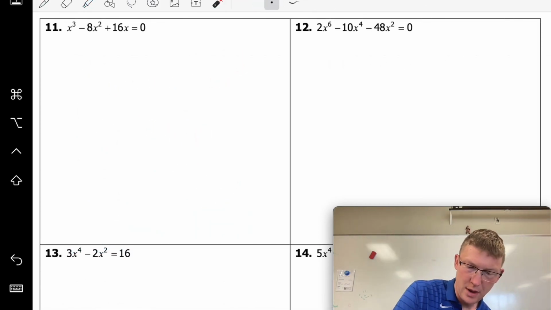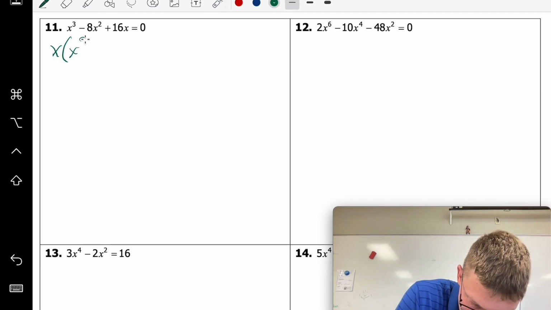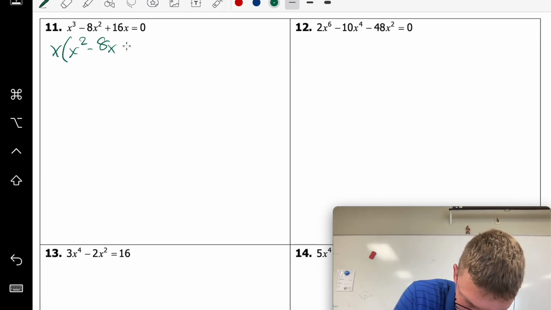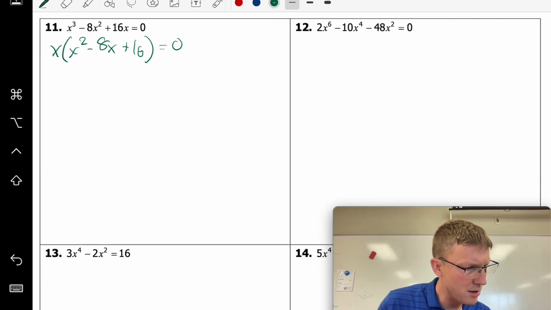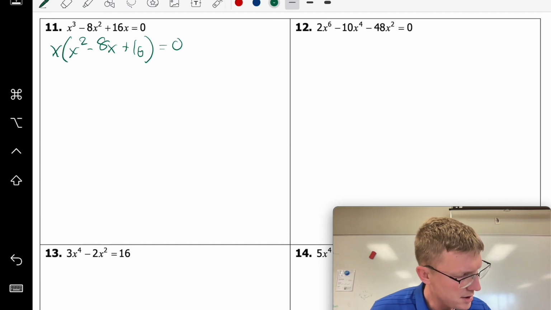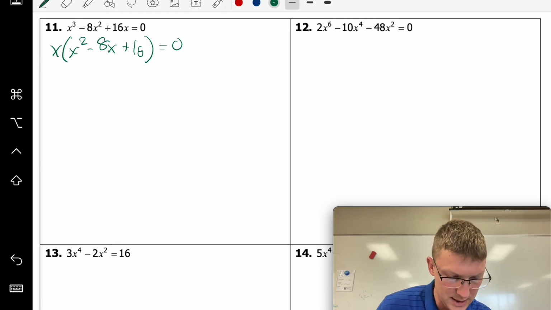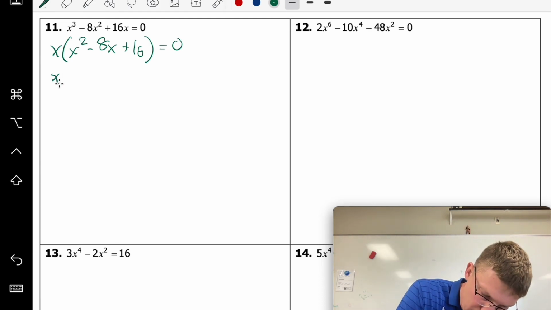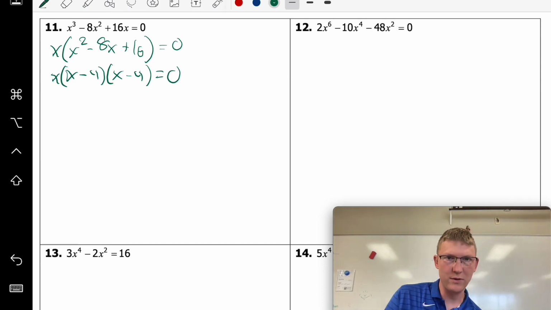Looking at number 11, I immediately see that there's an x in each one of those, so I'm going to pull that out before I even start looking at the rest of the problem. Plus 16 equals 0. Handwriting is terrible, but whatever. Okay, so is that factorable? Looking at 16 divided by 2 is 8. 16 divided by 4 is 4. Added together will give me 8. So I'm going to make sure I bring my x down. So x minus 4, x minus 4 is going to equal 0.